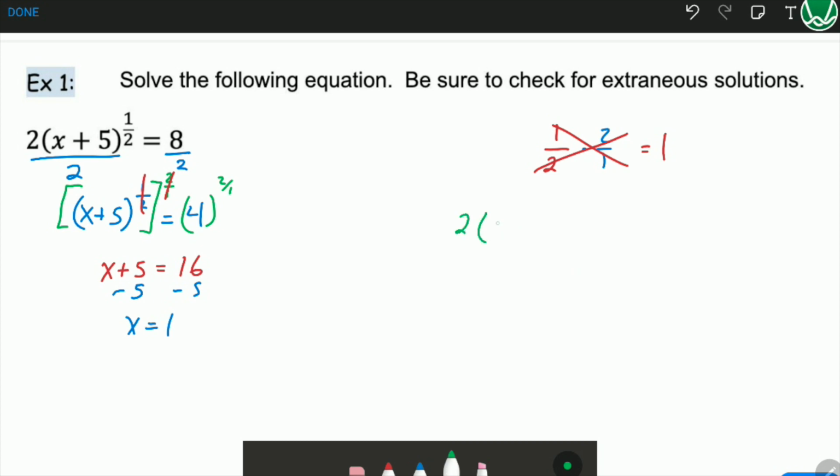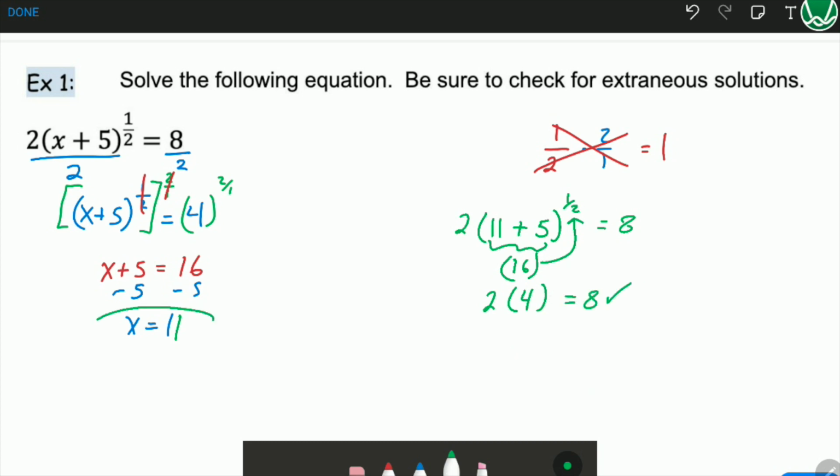So 2 times our 1 plus 5. Oh, that's not 1, 11. Forgot my second one there. So 2 times 11 plus 5 to the 1/2, is that equal to 8? Well, 11 plus 5 is 16, and 16 to the 1/2 power, in other words, the square root of 16, is 4. So we have 2 times 4 coming down. 2 times 4 is indeed 8. So we are good. 11 is the answer.